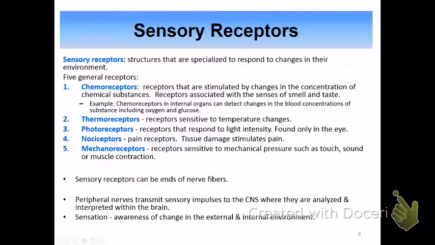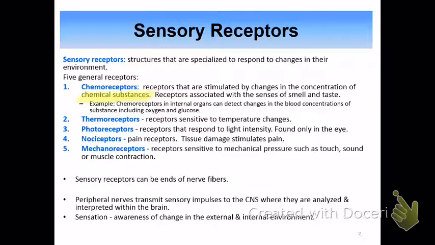And so the first thing on the paper says that sensory receptors are structures that are specialized to respond to change in their environment. So that's really the key of the whole chapter. Okay, these are five examples that we're going to talk about. The first one is a chemoreceptor, and you want to know this, it's on there, but that's a change in chemical. So you'll see chemical substance right there. So you need to be able to pick out a chemoreceptor is a change in chemical substance.